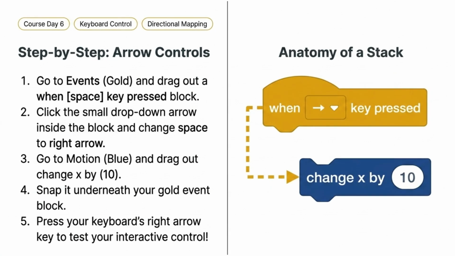Let's look at the step-by-step process. First, drag out a when key pressed block from events. Change the key to the right arrow. Then, add a change x by 10 block from motion. Snap it underneath and test with your right arrow key.